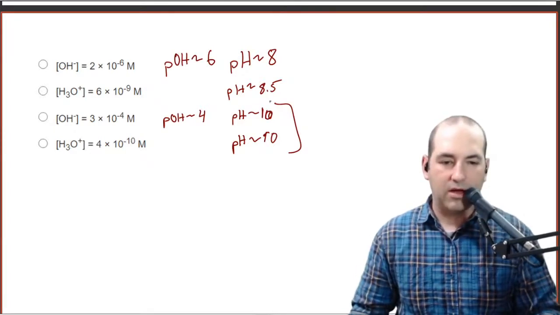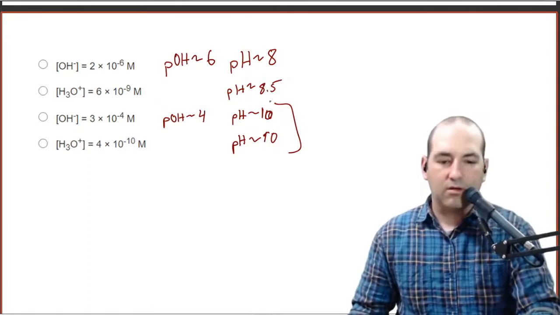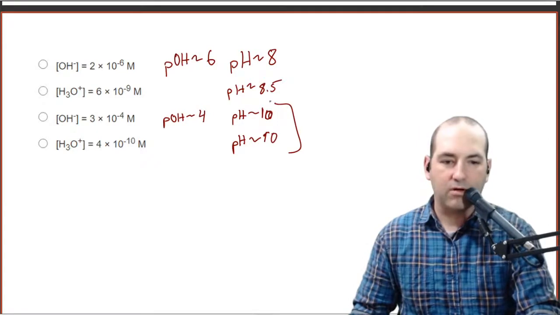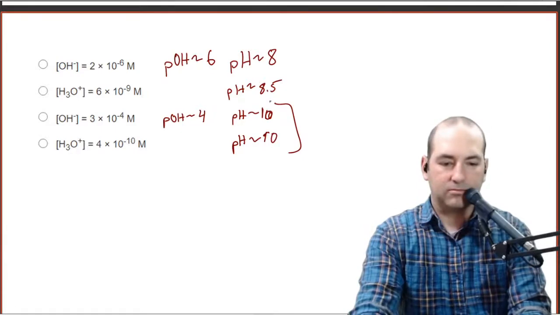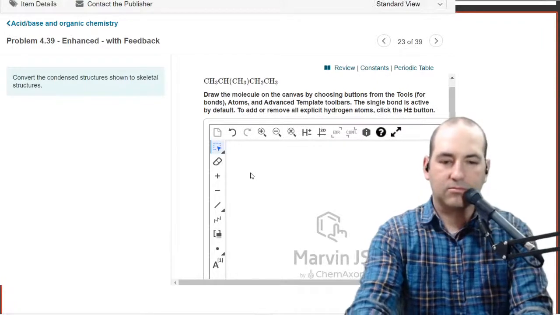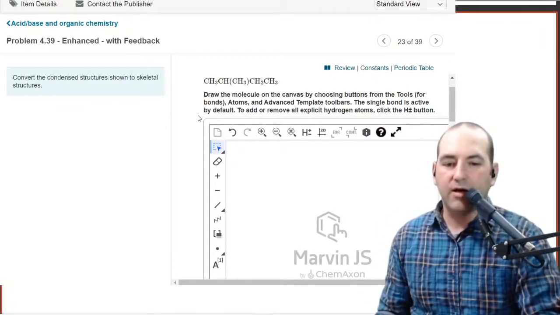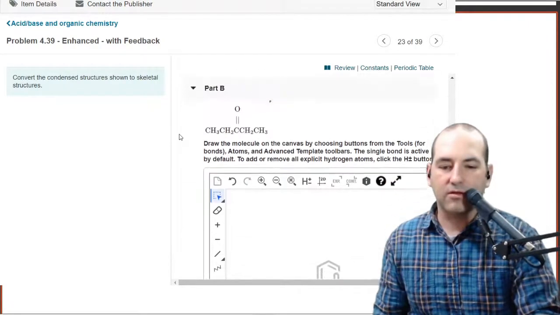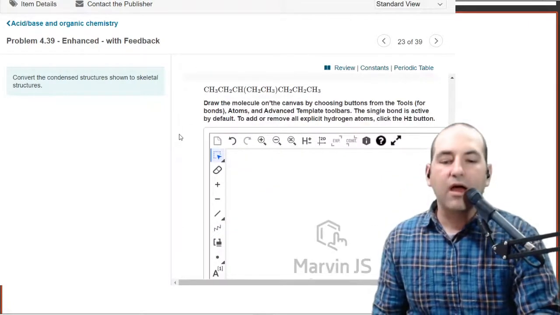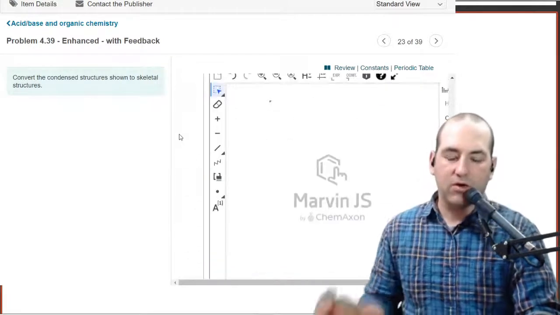All right, and then looking at number 23. So here's number 23. Draw the molecule. So we've got this molecule here, and then there's some other ones as well. And this is dealing with those condensed structures that only go in one line.